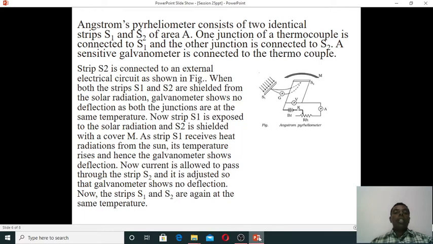When both the strips S1 and S2 are shielded from solar radiation, the galvanometer shows no deflection as both the junctions are at the same temperature. Now the strip S1 is exposed to solar radiation and S2 is shielded with the cover M. As the strip S1 receives heat energy from the sun, its temperature rises and the galvanometer shows a deflection. Now the current is allowed to pass through the strip S2 and it is adjusted so that the galvanometer shows no deflection. Now the strips S1 and S2 are again at the same temperature.